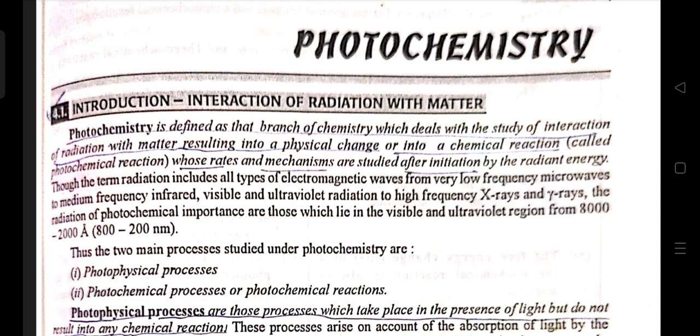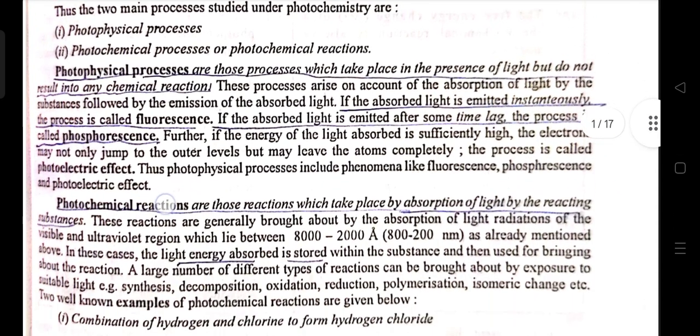Thus, the two main processes studied under photochemistry are: first, photophysical processes; second, photochemical processes or photochemical reactions. So, first, photophysical processes.